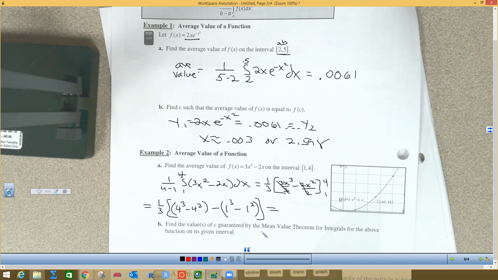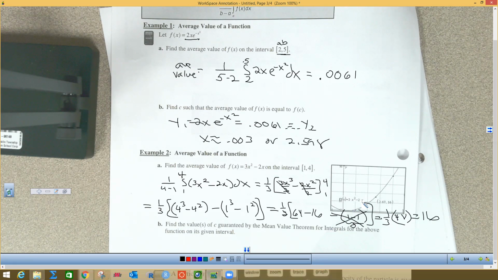I guess it really doesn't matter on this one. So this is going to be 1/3, and 4 times 4 times 4 is 64, minus 16, minus, and then we have 1 cubed is 1, minus 1 squared is minus 1. So that is all 0. This thing right here is 0, so I'm going to forget about this part. And 64 minus 16, I believe, is 48. So this whole thing would equal 16.